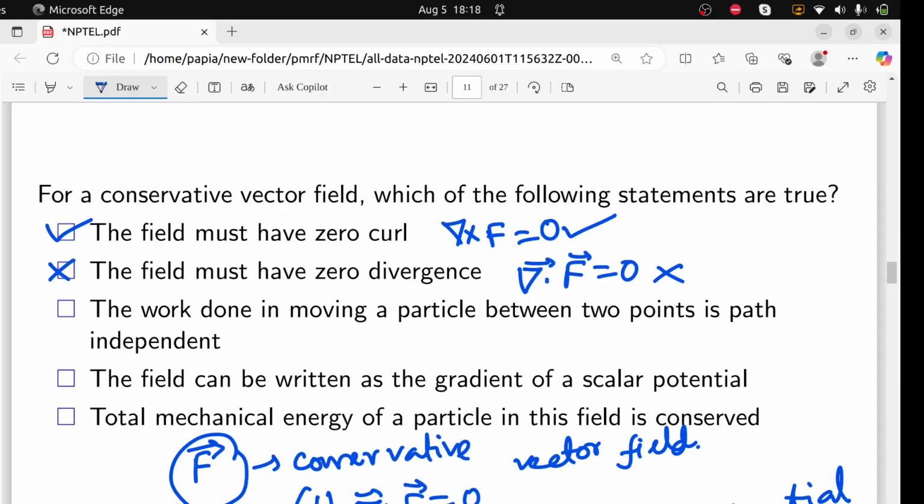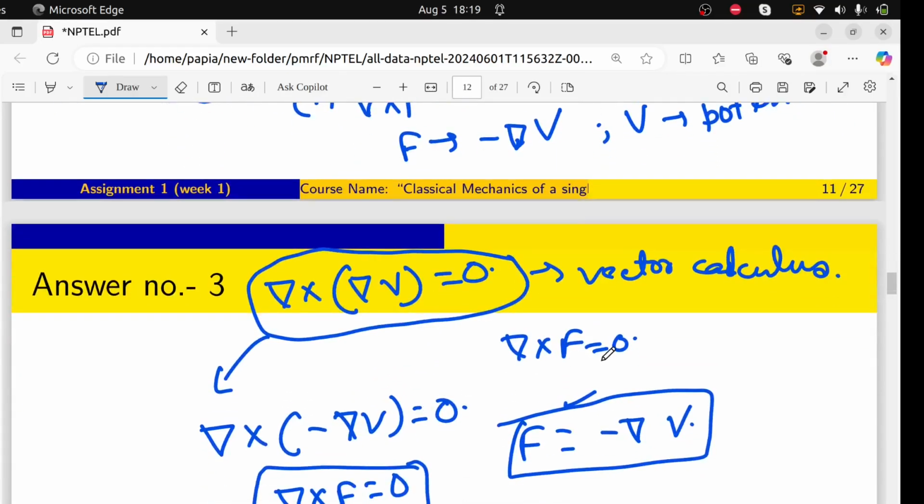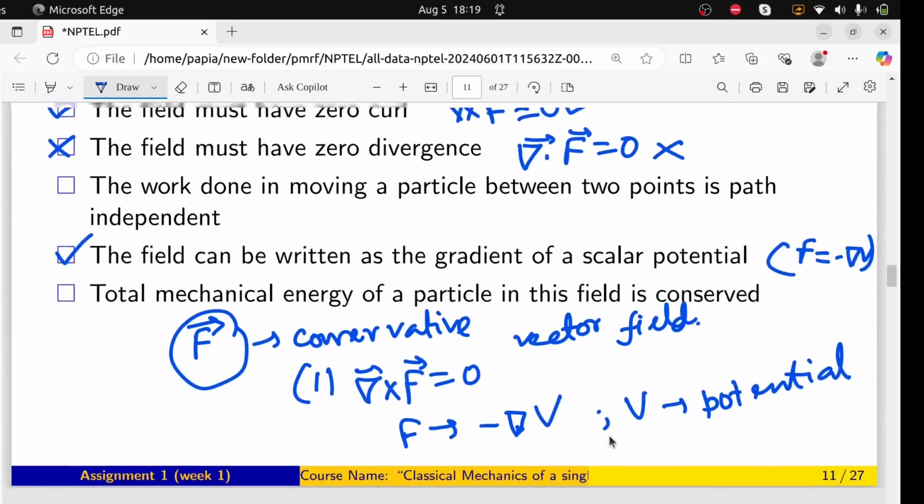The field can be written as the gradient of a scalar potential. That is what I was telling, that F can be written as minus grad V. Yes, that is also true because we have already checked that one, that F can be written as minus grad V. How have we checked that? You can see here that curl of a grad of any scalar will give you a 0 vector. So that means also curl of F equals 0. So by comparing that, F can be written as minus grad V. So that is also correct.